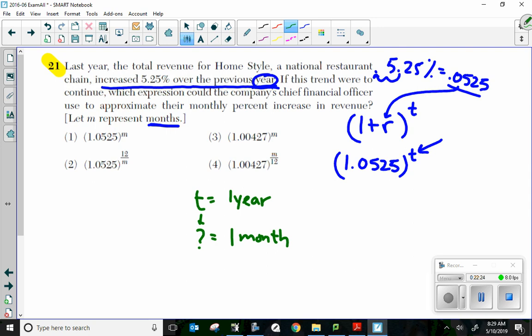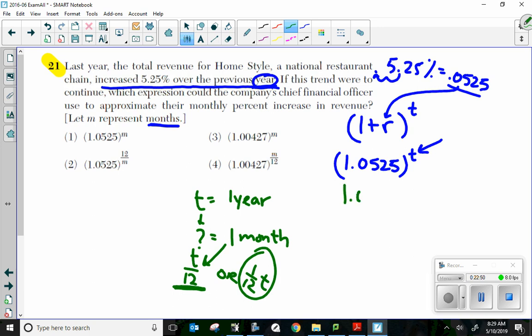Well, 1 month is a year divided by 12, right? There are 12 months in a year. So I take my year and I divide it by 12. I can say t over 12. Now that equals a month because it's a year divided by 12. Or I can say 1/12 times time. Either one of those is fine. So what I'm going to do is use this one, but you could use this one. It wouldn't be wrong.